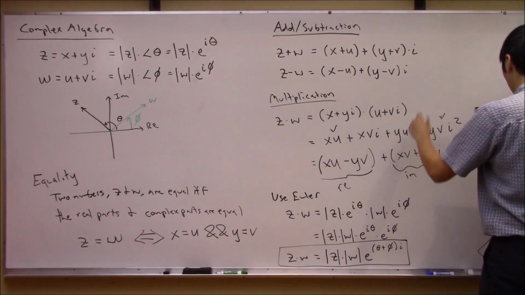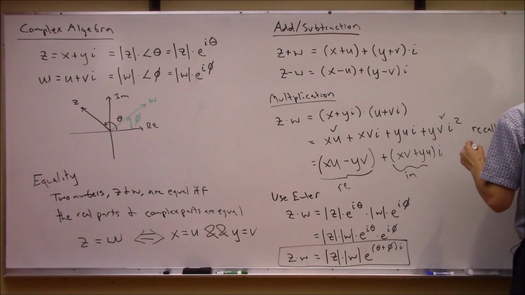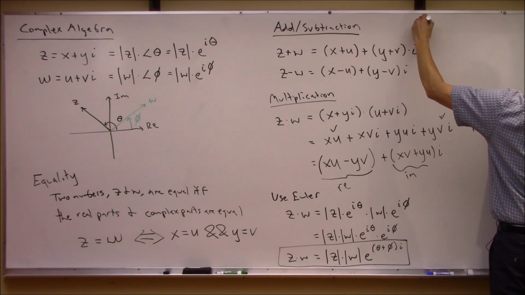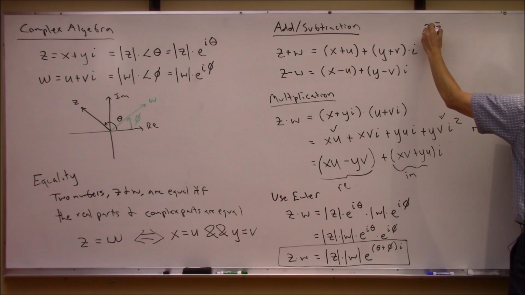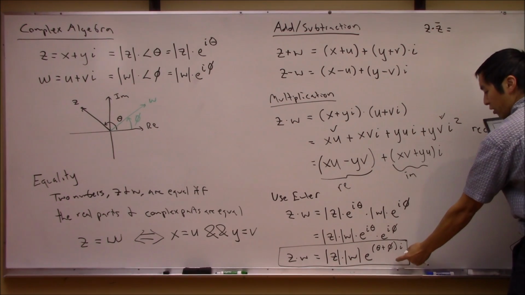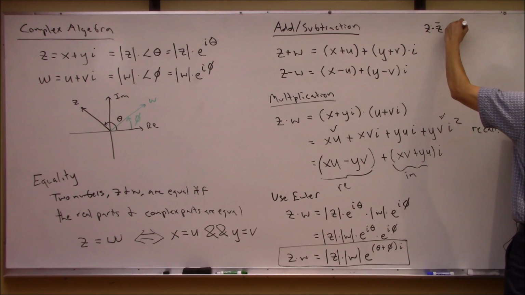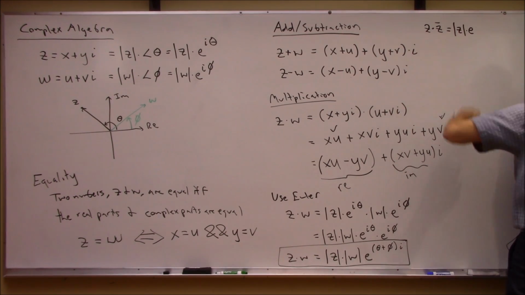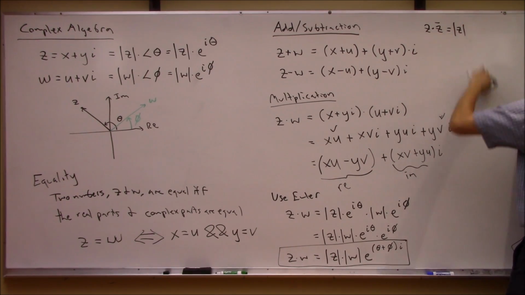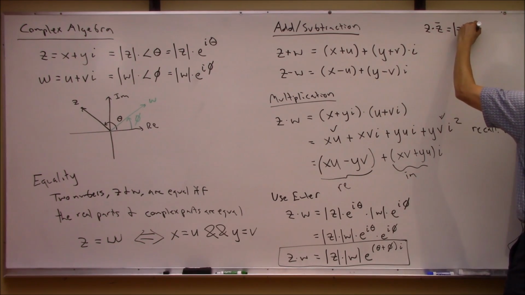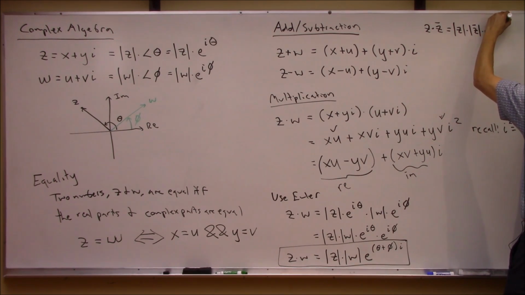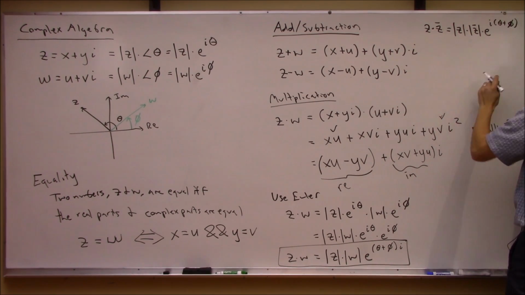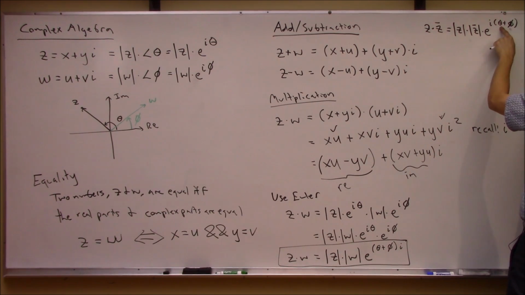So maybe let's do this up here. I think we have enough room. What happens if you look at z times z bar, right? You're multiplying a number by its complex conjugate. Well, again, let's use Euler's formula here. So this is the magnitude of z times the magnitude of z bar times e to the i theta plus phi, right? And now we know for a complex conjugate, phi is just negative theta. So this actually goes away, okay?